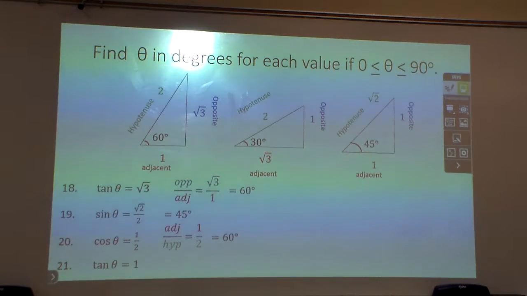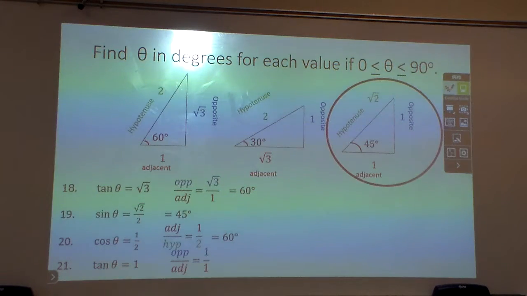And then to do tangent, it's opposite over adjacent. Remember I said if you only have one number, put it over 1. So where's the opposite one and the adjacent one? At what? 45. So I know that answer then is 45 degrees.